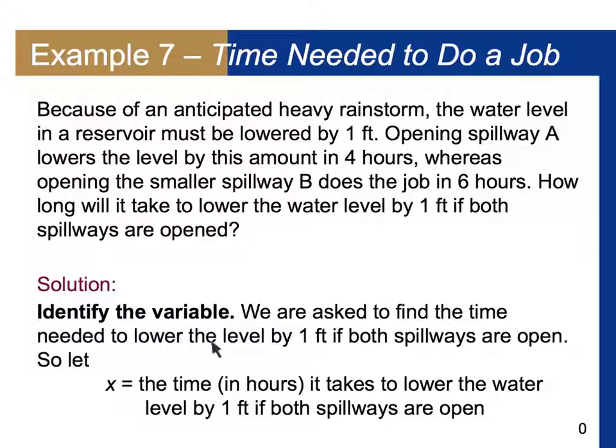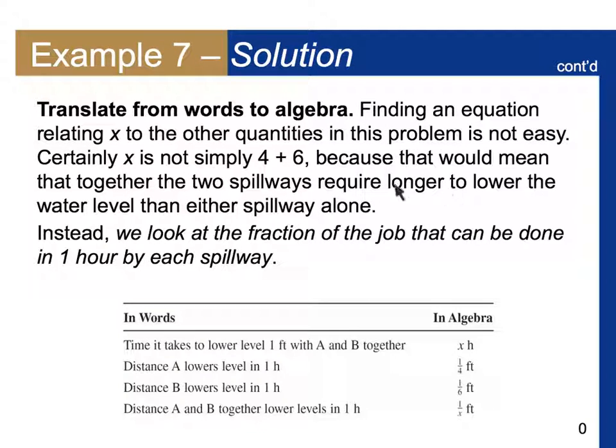So the first step is to identify the variables. We're going to say x is how long it takes to lower the water level by 1 foot if both spillways are open. Now we can't just say it's 4 plus 6, and we can't just say it's the average of 4 and 6 either. We have to think about this a little bit.